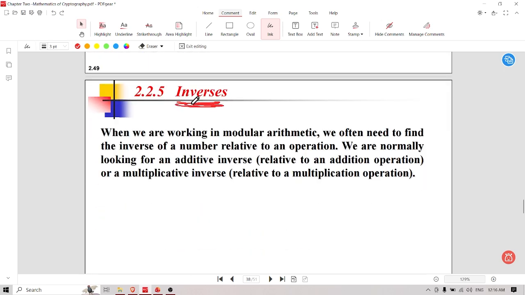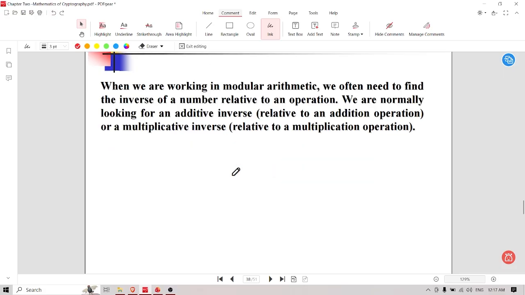Now we have inverses. We are working in modular arithmetic. We often need to find the inverse of a number relative to an operation. We are normally looking for an additive inverse and a multiplicative inverse. An additive inverse is relative to an addition operation, and a multiplicative inverse is relative to a multiplication operation.